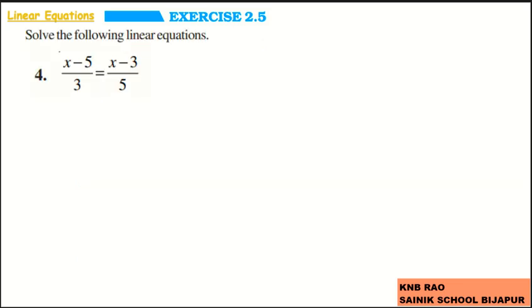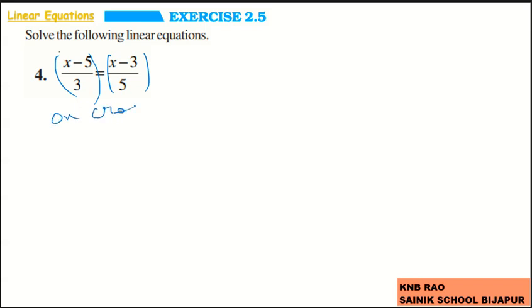Now coming to question number 4, x minus 5 upon 3 equals x minus 3 upon 5. Now it is clearly visible that it is like a full fraction with the denominator 3 and with the denominator 5. We can solve in two ways. One is cross multiplication. Let me show you that first.